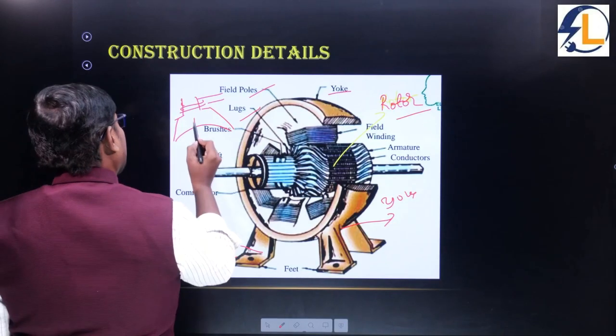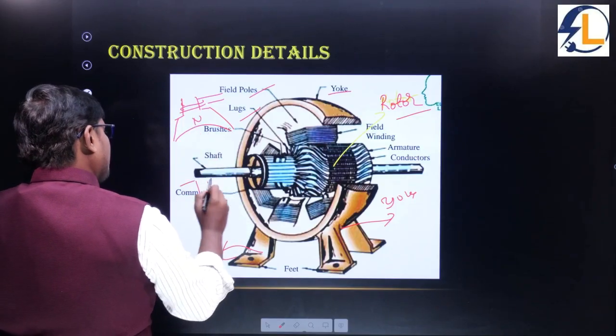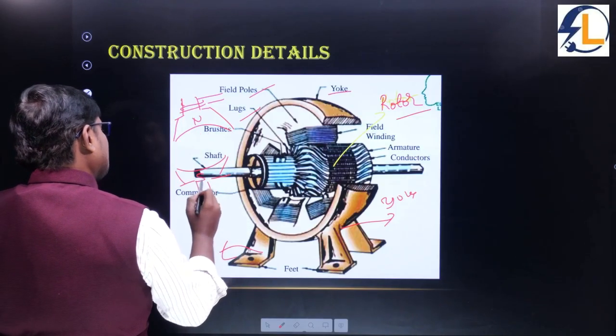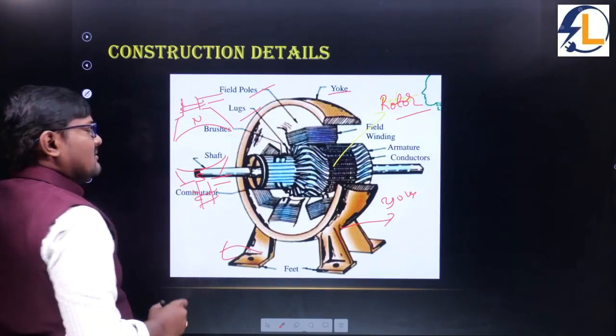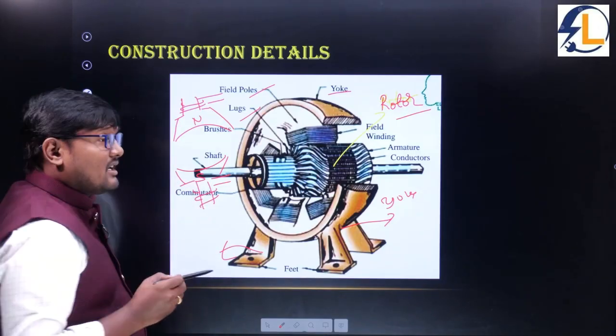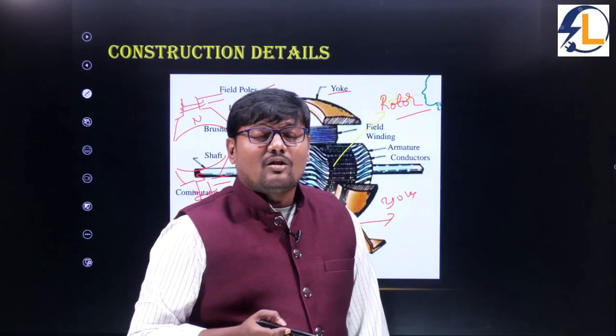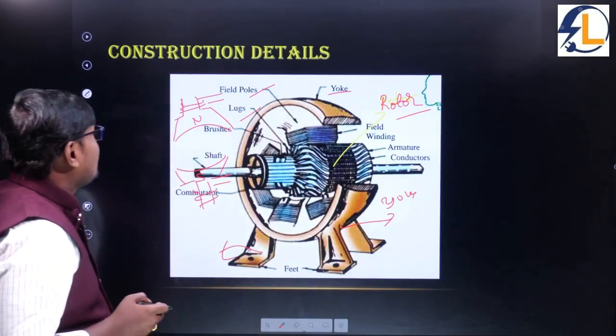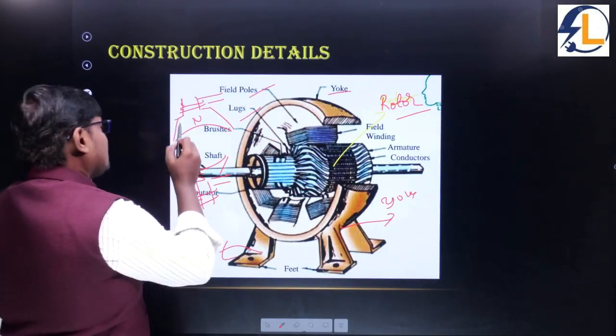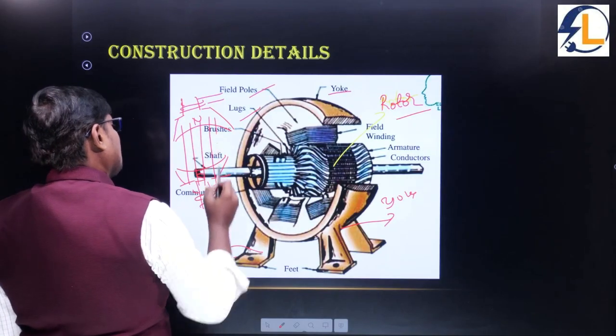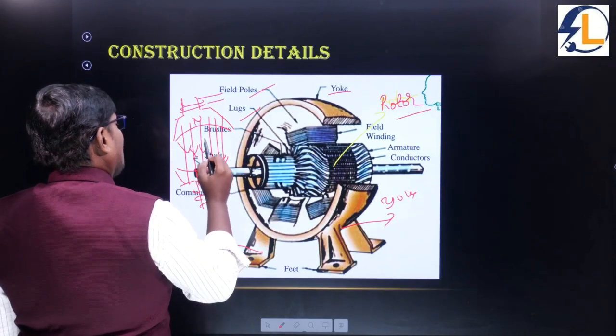It acts as a north pole, and one more pole is also there. This pole acts as a south pole here. The pole core accommodates the field winding, and when it is excited with DC supply, it will produce a magnetic field like this. Magnetic flux lines come from the north pole and reach the south pole.